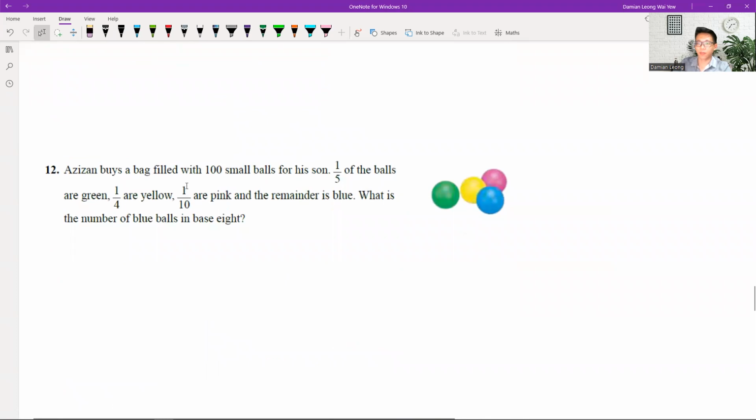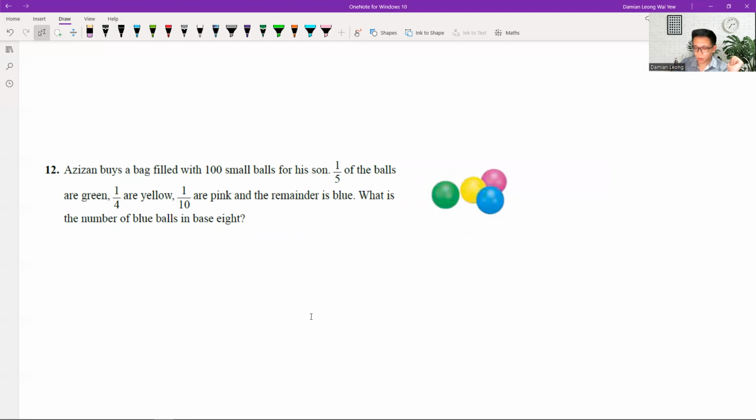Azizan buys a bag filled with 100 small balls for his son, and 1/5 of the balls are green, 1/4 are yellow, 1/8 are pink, and the remainder is blue. So they want the number of blue balls in base 8.